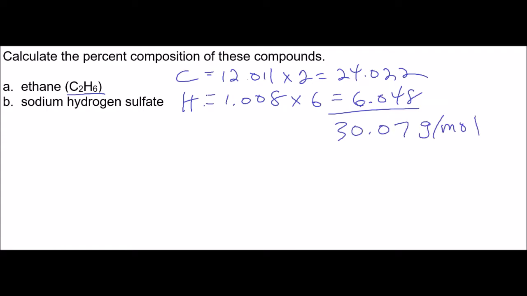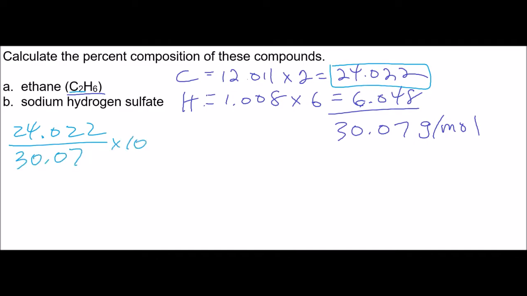So let's find just the percent composition for carbon. I'll do this in a light blue. 24 over the mass of the entire compound, which is 30.07. Let's multiply that by 100 to turn that into a percent. Let's just go 3 sig figs. 79.7% accounts for carbon. Let's label that.